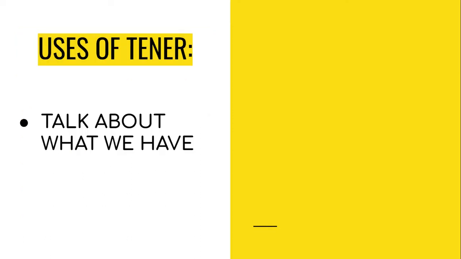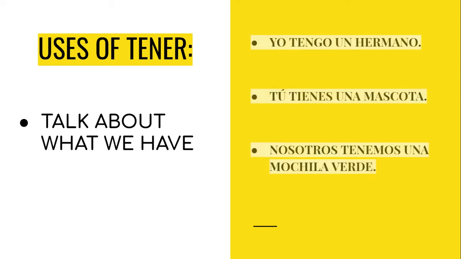So we're going to talk about the uses of tener, and we're going to break them down for examples. And there's not really a place for you to write them down. You just need to know this. So when we talk about what we have, here's some examples. Yo tengo un hermano. I have a brother. Tú tienes una mascota. You have a pet. Nosotros tenemos una mochila verde. We have green backpacks.